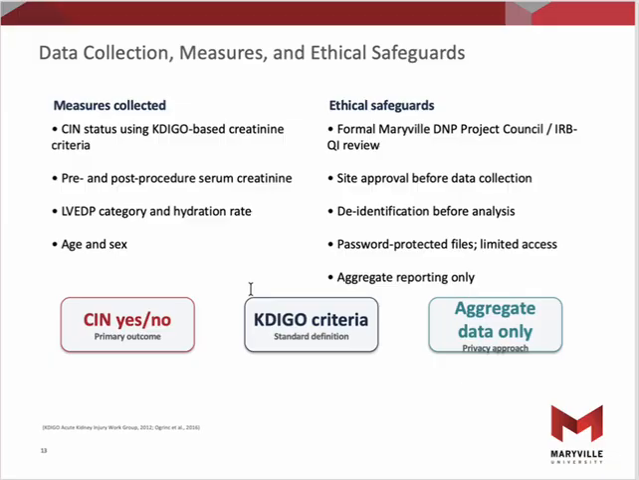The main outcome measure was CIN status using the KDIGO-based creatinine criteria, with additional variables including the LVEDP category, hydration rate, age, and sex. The project followed ethical guidelines, including a review, and data was de-identified for confidentiality. So some ethical safeguards: it had to go through the project approval committee. There was site approval before any data collection was made, and it was de-identified. There were password protected files, limited access, and aggregate reporting only.